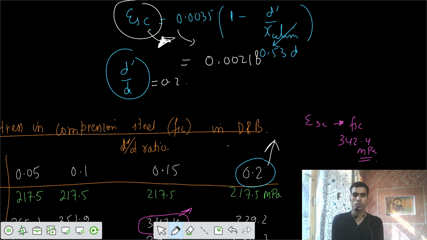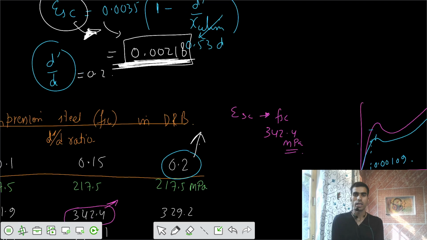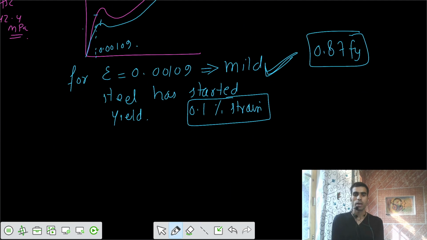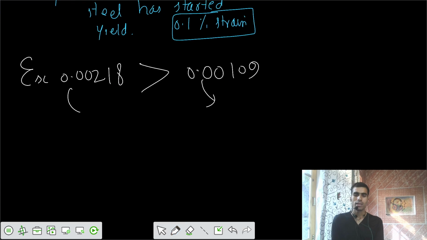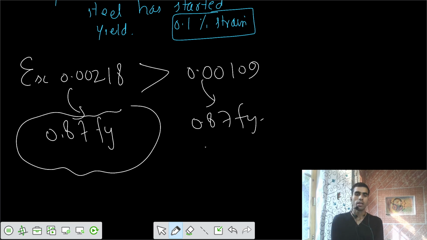That means even at the maximum ratio, your strain in steel has reached this value. If you compare this strain in the steel, 0.00218, it is a much bigger value than the other one. So epsilon SC, 0.00218, is greater than 0.00109. That means even at this value your mild steel has reached the yield stress of 0.87 Fy, and at this location a lot of deformation has already occurred.